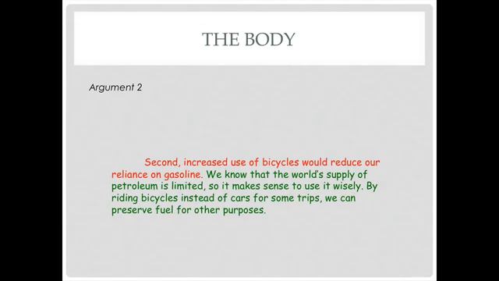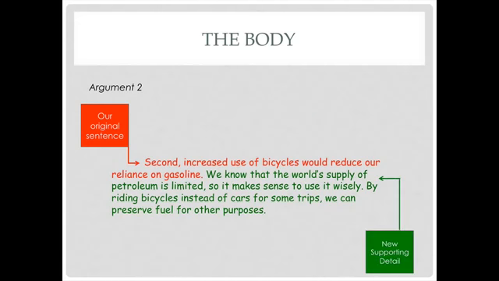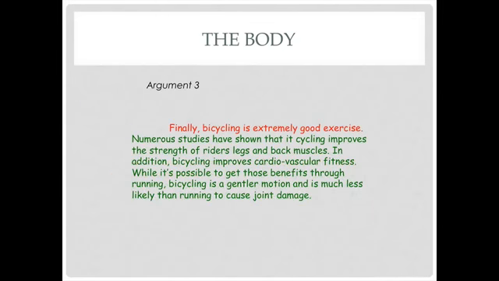Argument 2, I said, second, increased use of bicycles would reduce our reliance on gasoline. But again, here, I expand upon that point. We know that the world's supply of petroleum is limited, so it makes sense to use it wisely. By riding bicycles instead of cars for some trips, we can preserve fuel for other purposes. So here too, I've written enough to make argument 2 its own paragraph.